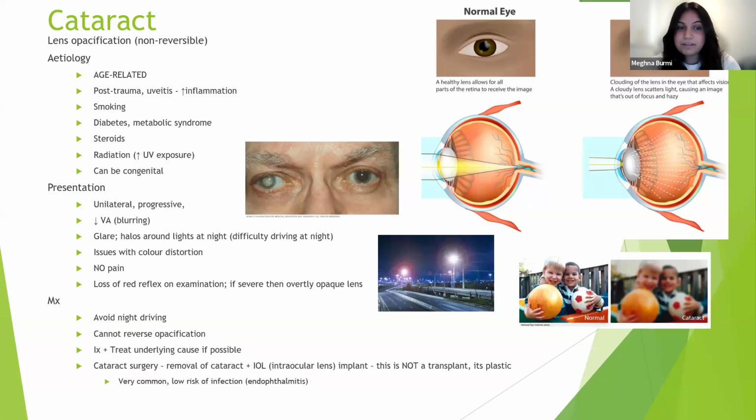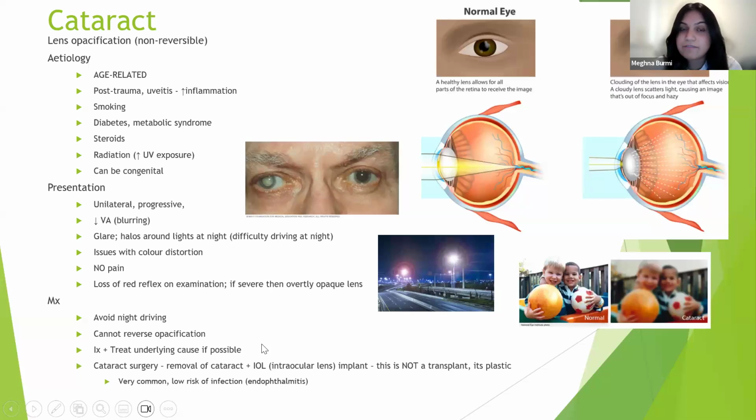Management. So if patients are having difficulty seeing or driving at night, avoid night driving. But ultimately, this can't be reversed. We can't undo the opacification. We might consider treating the underlying cause, like if they've got diabetes, or stopping steroids or whatever. But ultimately, the hallmark of cataract treatment is cataract surgery.